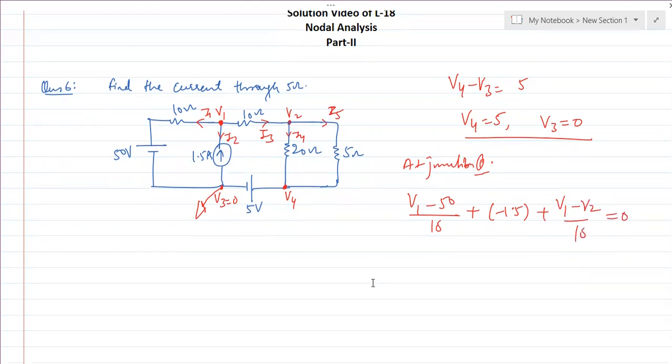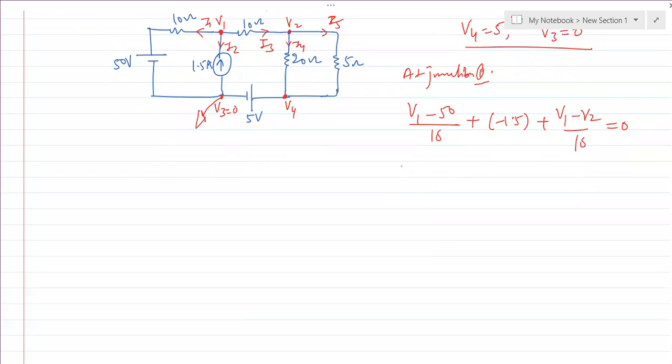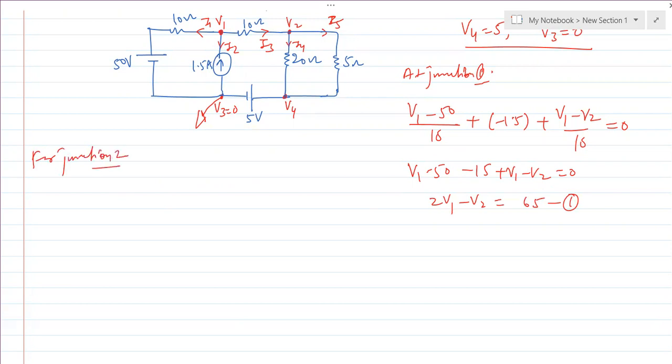Solving this equation, the LCM will be 10. According to the LCM 10, we will have V1 minus 0, minus 15, plus V1 minus V2 is equal to 0, and this equation becomes 2V1 minus V2 is equal to 65. This is equation number 1. Now for junction 2, we will make the equation.